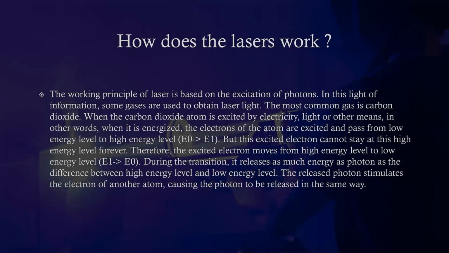Okay, how do lasers work? The working principle of lasers is based on the excitation of photons. In the slide of information, some gases are used to obtain laser light. The most common gas is carbon dioxide. When the carbon dioxide atom is excited by electricity, light, or other means, in other words, when it's energized, the electrons of the atom are excited and pass from a low energy level to a high level.